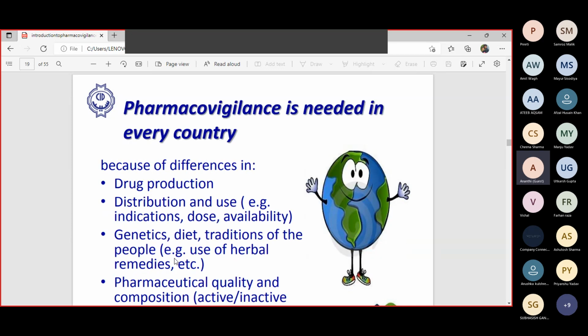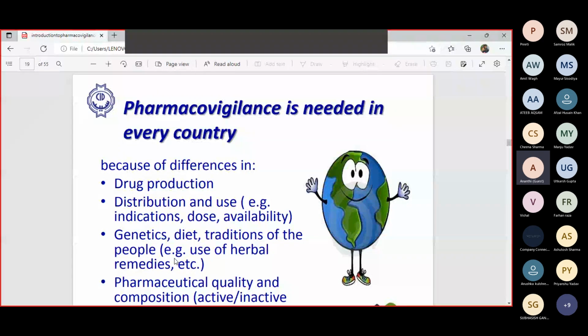Because of differences in drug production. Why do we want to do pharmacovigilance in every country? Because there is a difference in drug production, distribution and use. That is for indication, different dose, different availability of drugs, and different genetic variation. Each and every human has a different genetic variation, right? So Indians are different, US persons are different, Europeans are different. The genetic variations will be there. So because of genetic variation, the drug effect also will be different.